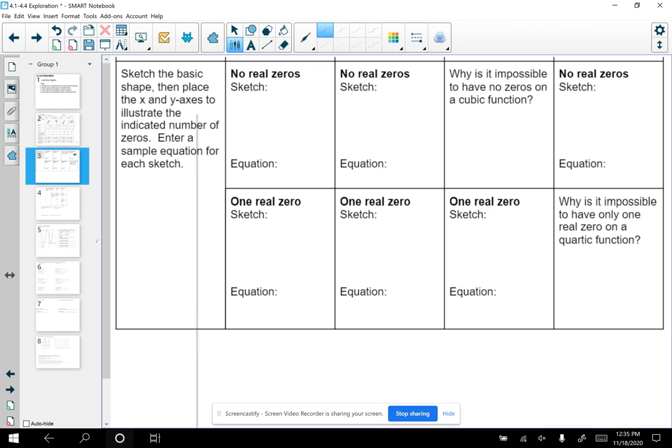So now we're asked to sketch the basic shape, then place the x and y axes to illustrate the indicated number of zeros. Enter a sample equation for each sketch.